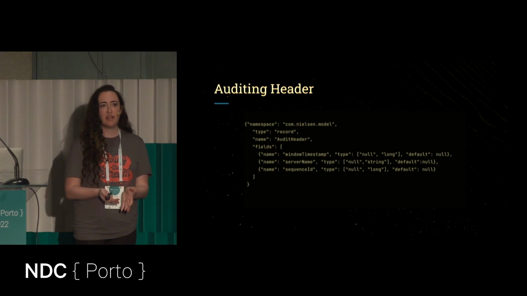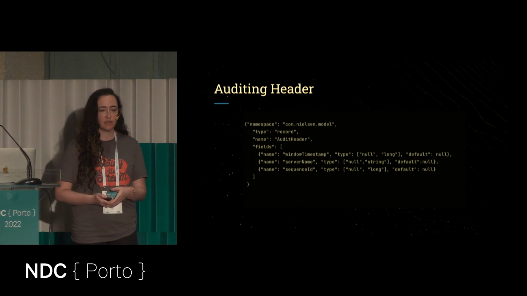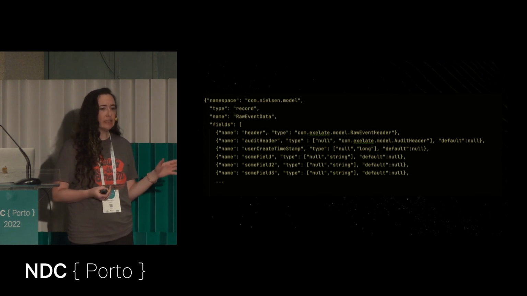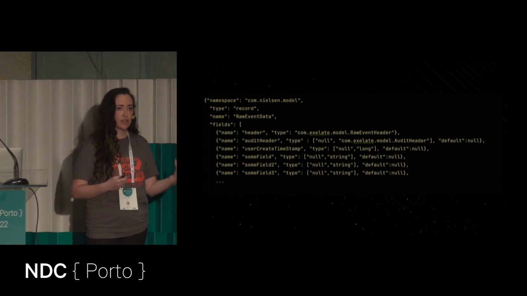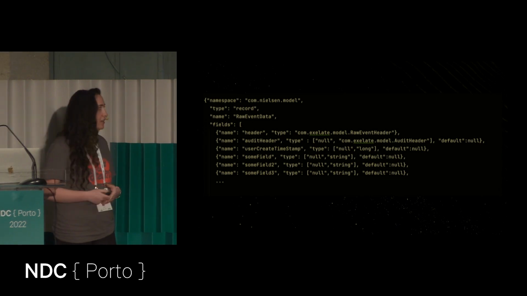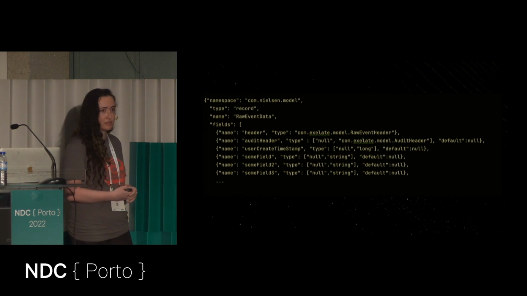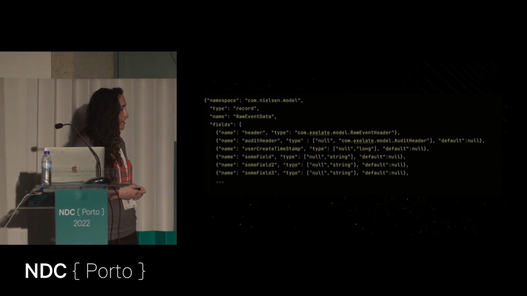So now that we have our audit header, we still need to make it part of our actual data. The first thing we're going to do is add it as a field in our topic. If we look at a very generic definition for an Avro model, for example, for one of our topics, this is a very generic record, we call it raw event data, and we have a list of fields. And what we're doing is just adding audit header as the second field in this list of fields.